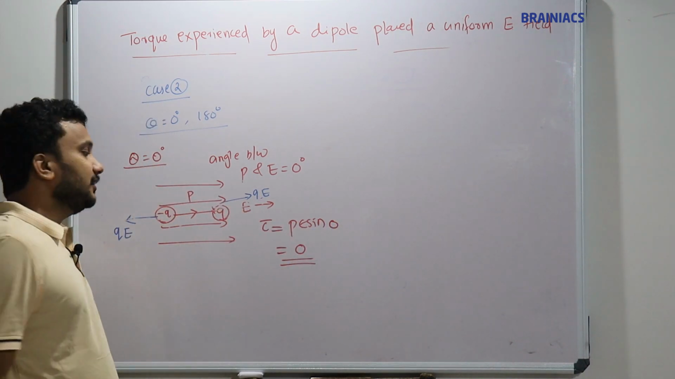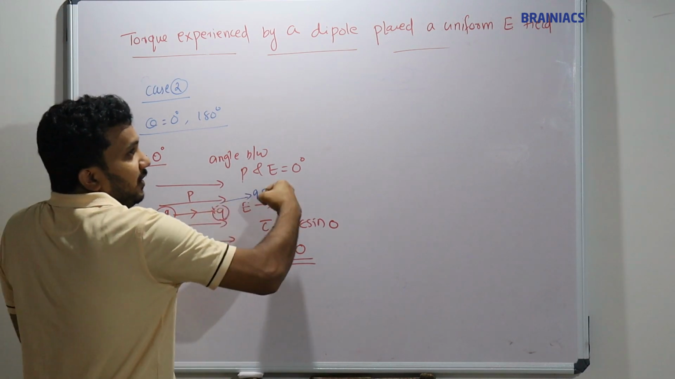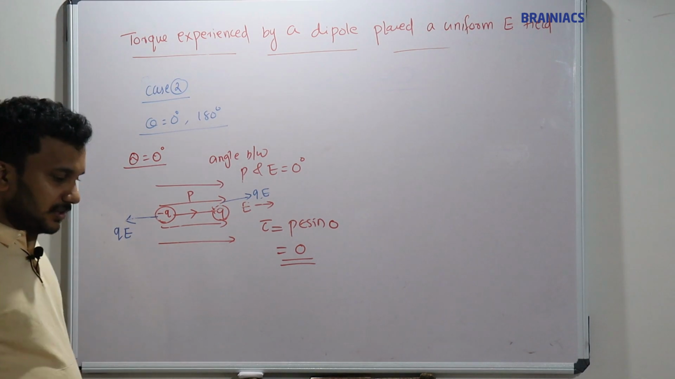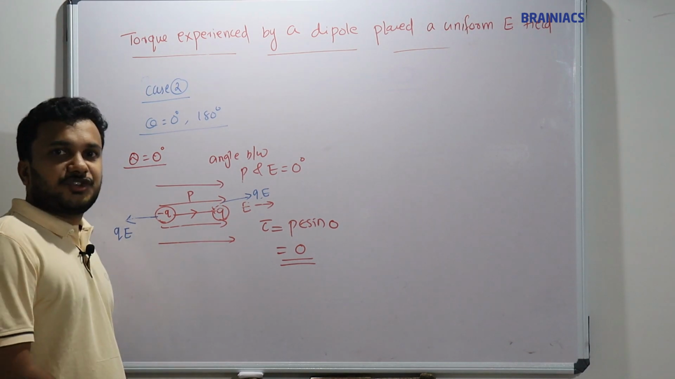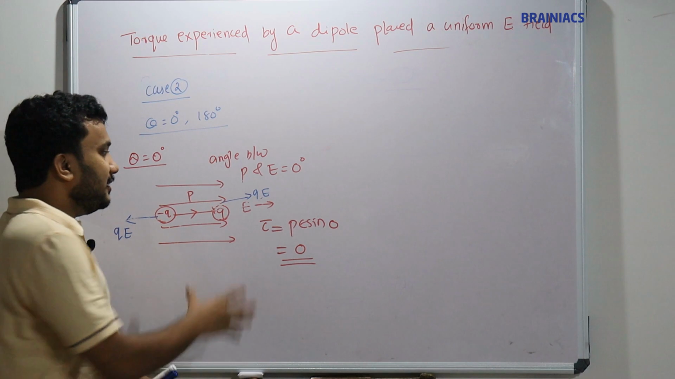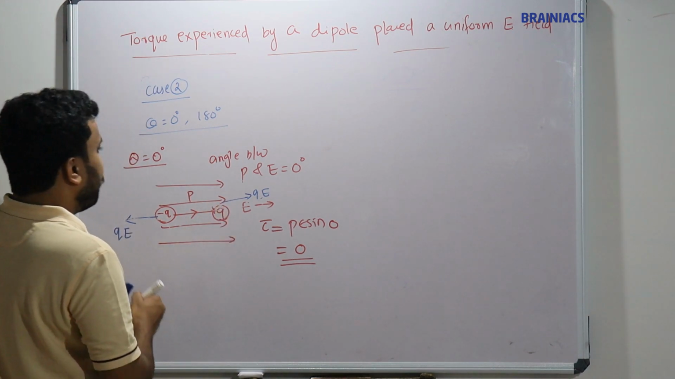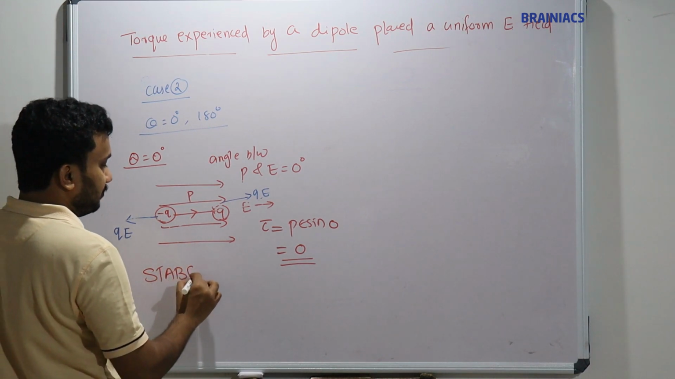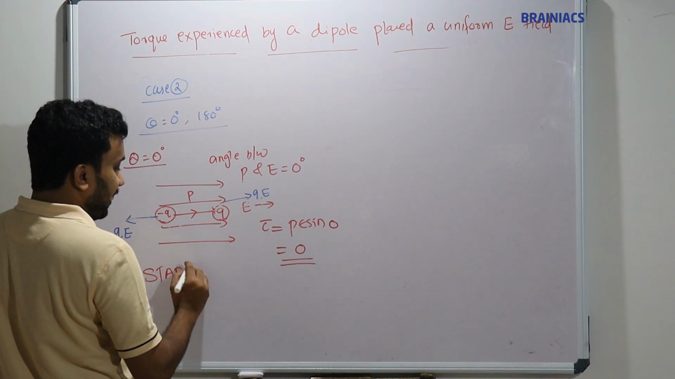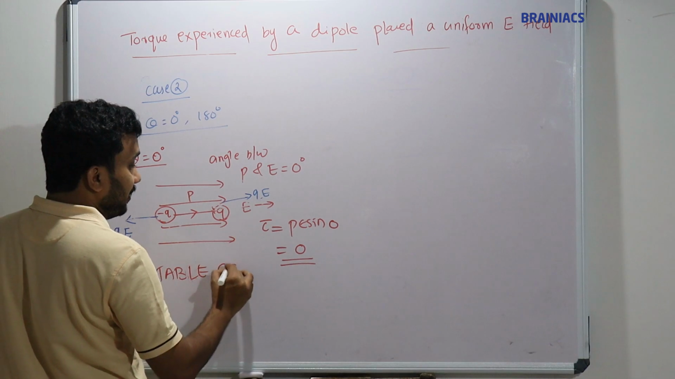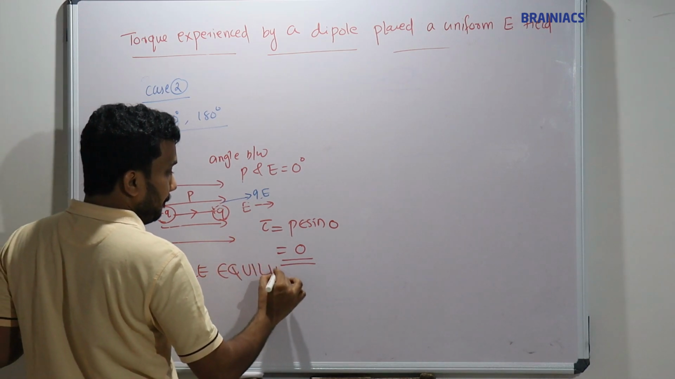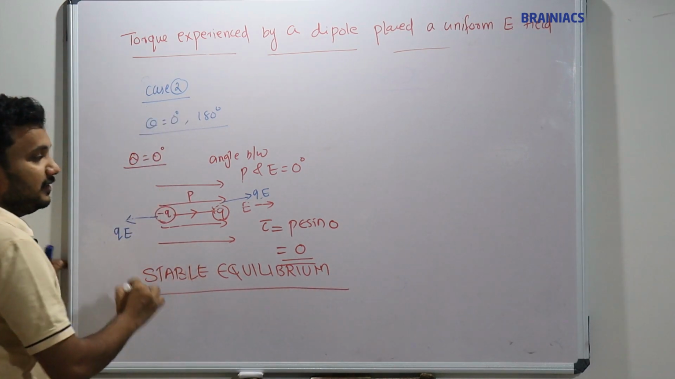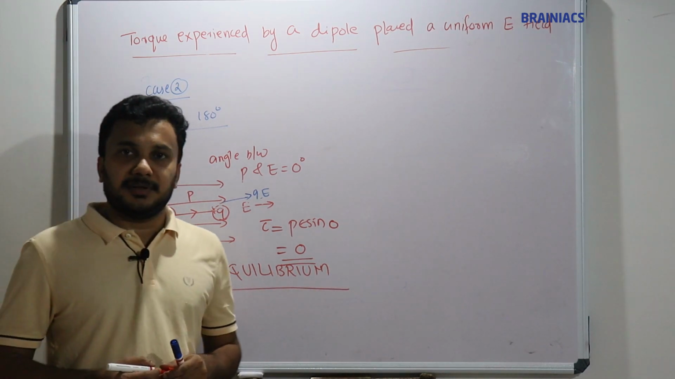That's an important point. So here two forces are pulling, like stretching like this. Okay, so this is one condition in physics, and here I can say the dipole exists in stable equilibrium. This is important: the dipole is in stable equilibrium.